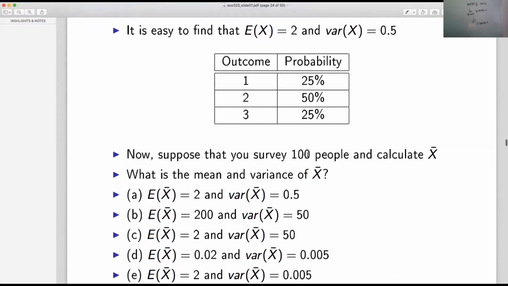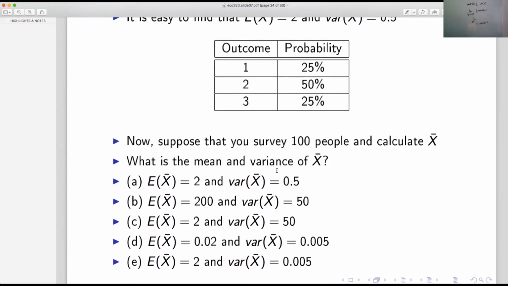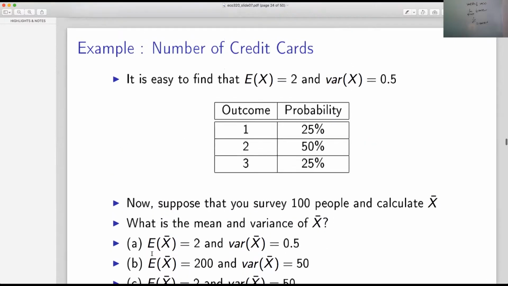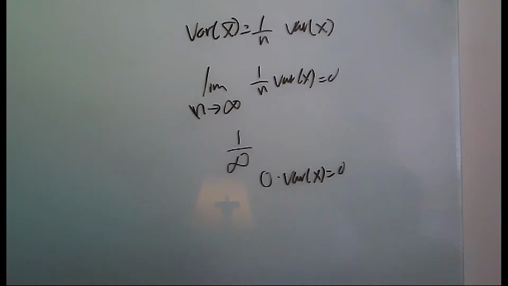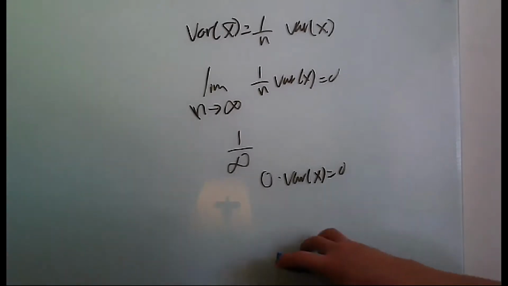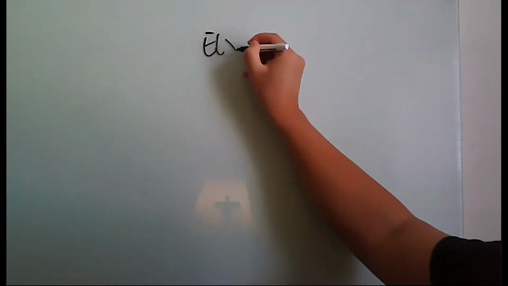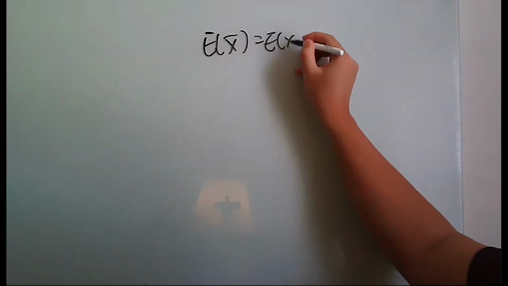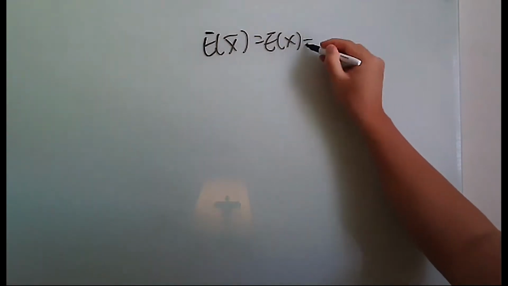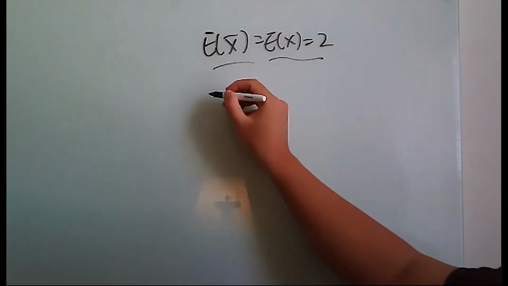So suppose that you survey 100 people to calculate x bar. What is the mean and variance of x bar? So the expected value of x bar equals what? And the variance of this? You don't have to calculate it again, just use the formula. What we learned was that the expected value of x bar equals the expected value of x, and the expected value of x was 2. So that's why the expected value of x bar is that.